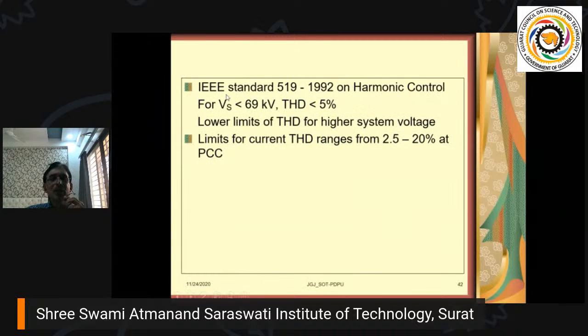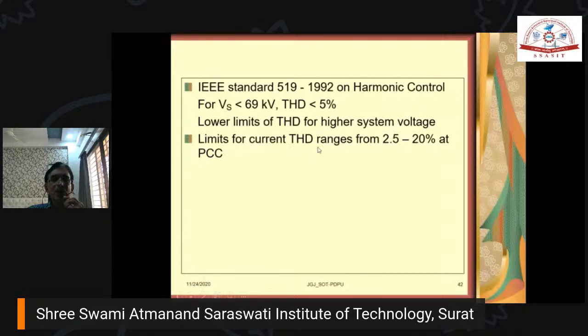Now, as per IEEE standard 519 on harmonic control, for system voltages less than 69 kV, the total harmonic distortion should be less than 5%. And lower limits are permissible for voltage THD for higher system voltages. So if the voltage is more than 69 kV, then the total harmonic distortion limit will be lower. So you have to remember this.